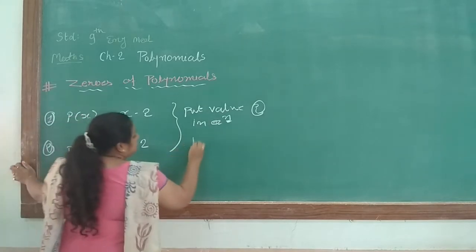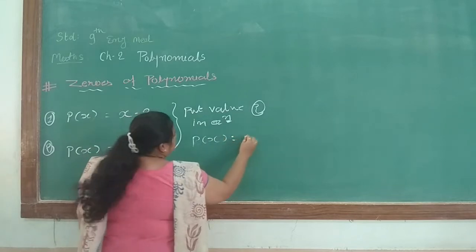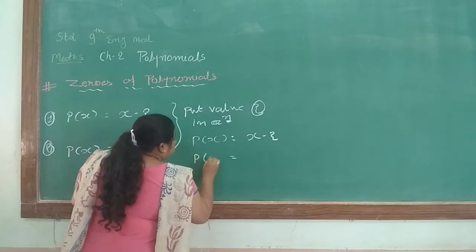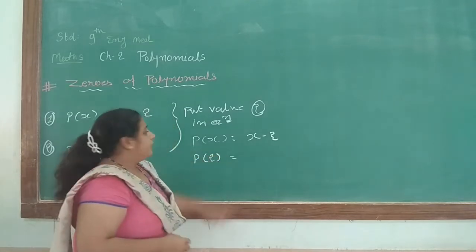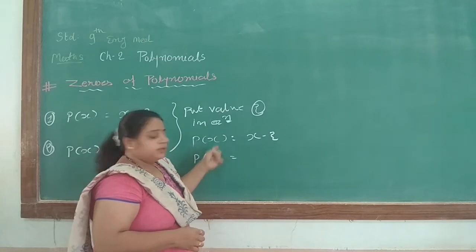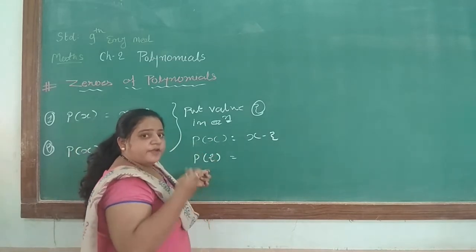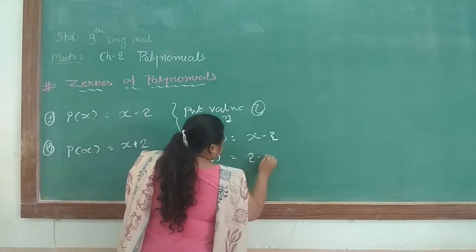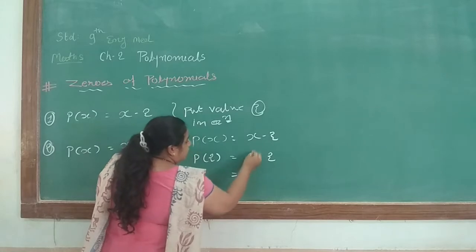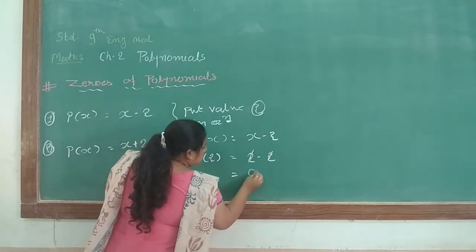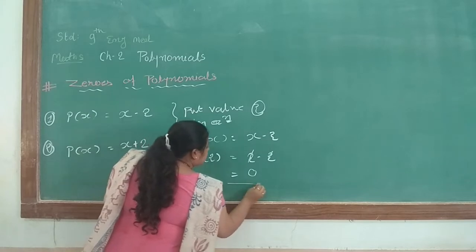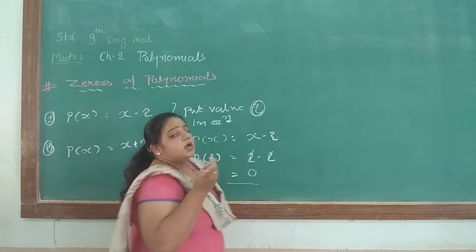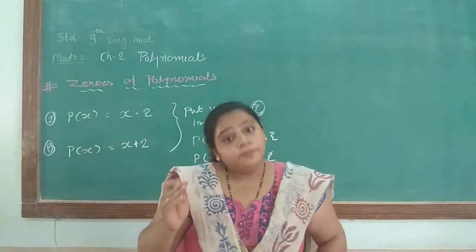So our polynomial is p of x equals x minus 2. Now in place of x we are putting 2. In the place of x we will put 2. You see that 2 minus 2 equals 0. So here the answer is 0. So we can say that 2 is a zero of the polynomial.